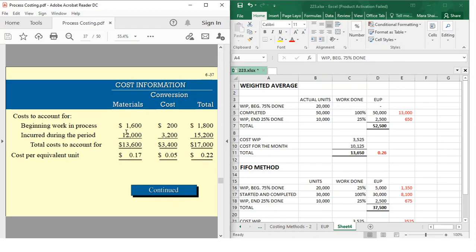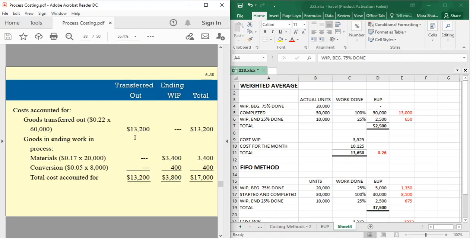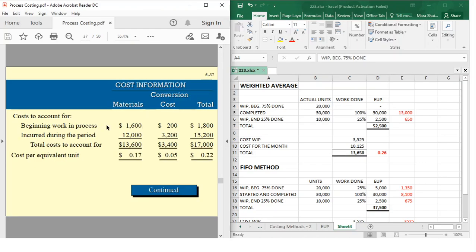The same goes when you go to your cost information. In the cost information, the cost to account for for materials and for conversion cost are also separate, and then the total. Since they are different, they should be shown separately, because of course the unit cost of materials and of conversion are different. So your production report should still show that separation. This is the cost accounted for, and the cost to account for.